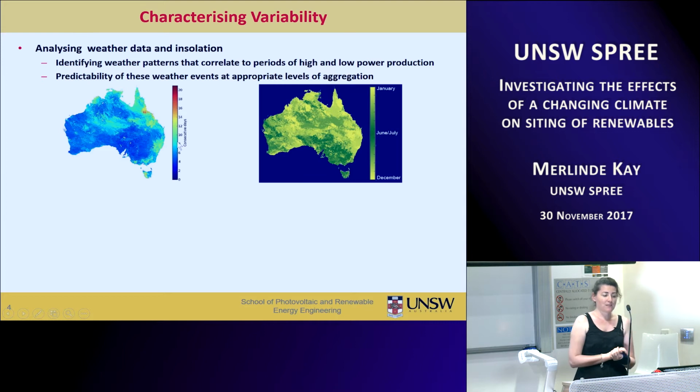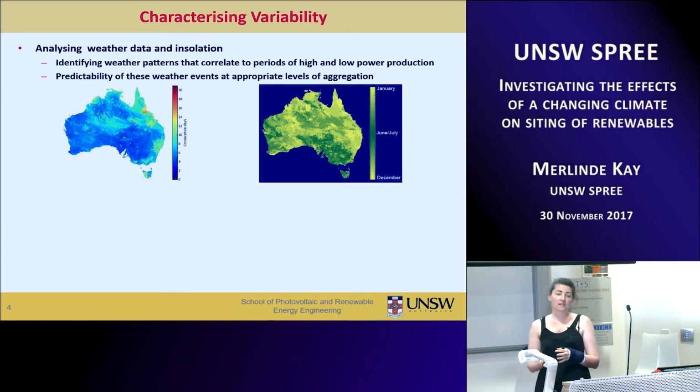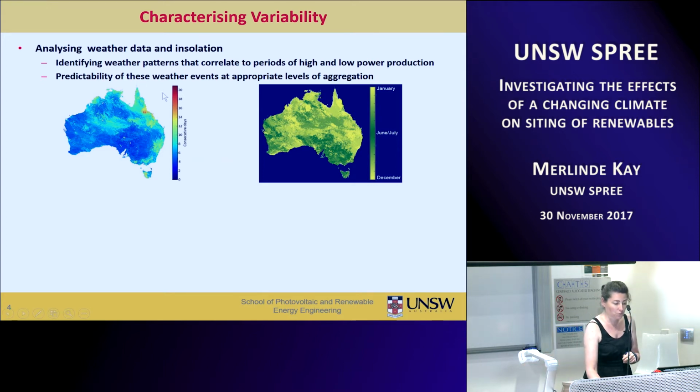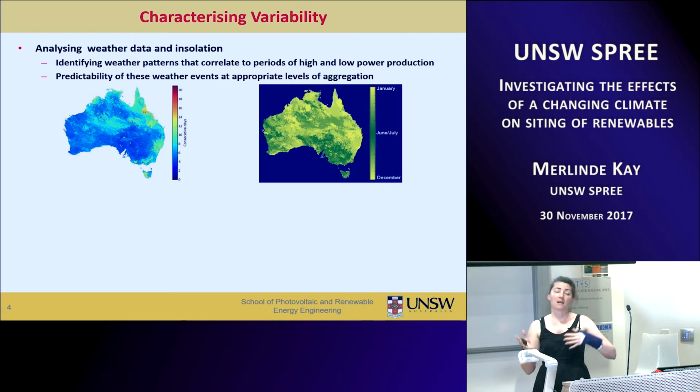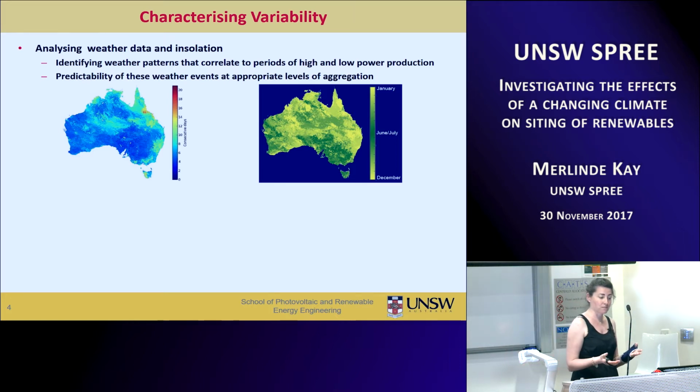What I'm interested in doing is identifying weather patterns that also correlate to periods of high and low power production. And we're looking at DNI for the moment. This is satellite data that we've had a look at. And we wanted to know, over Australia for the past, say, 20 years, what were the consecutive number of days where we would see no irradiance at a particular location?